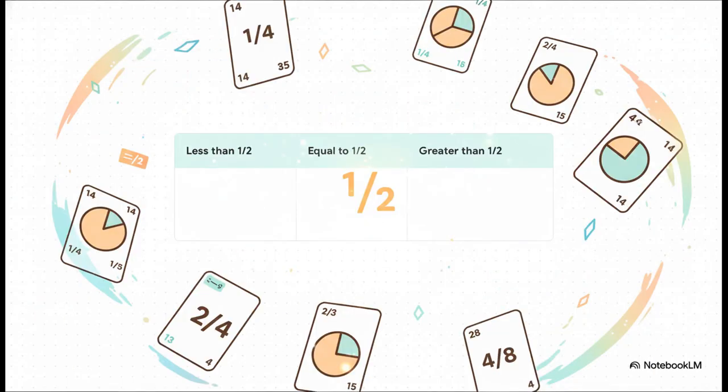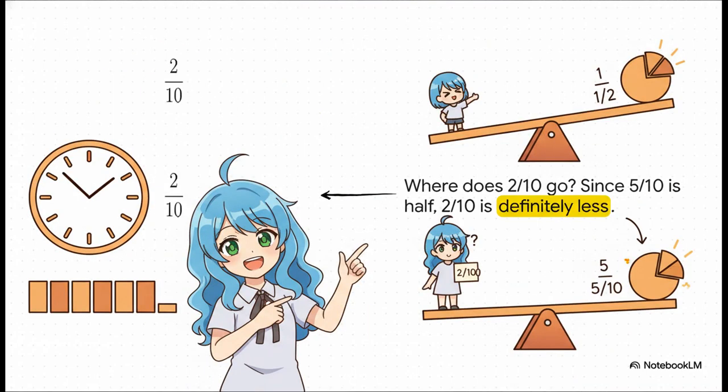Now for a little card sorting challenge. We're going to take a few different fractions and using nothing but our 1/2 benchmark, we're going to sort them into one of these 3 columns: less than, equal to, or greater than 1/2. First up, we've got 2/10.